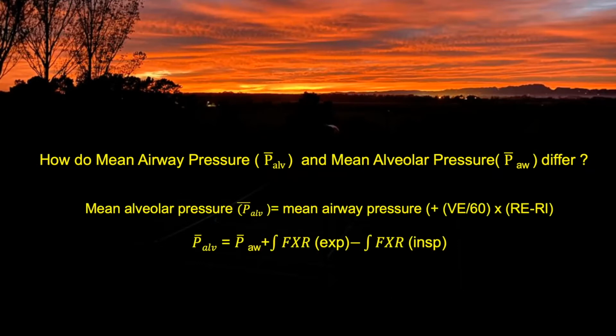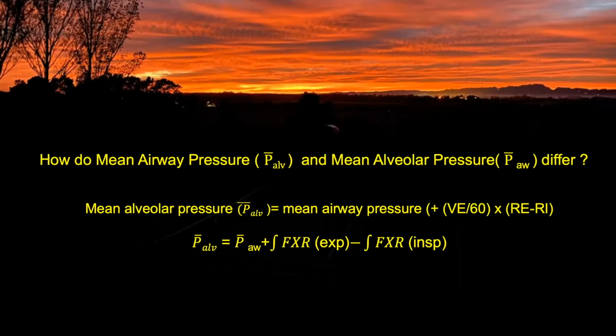And the formula that was given by John Marini's paper suggested that the mean alveolar pressure is equal to the mean airway pressure plus the minute ventilation divided by 60 times the difference between inspiratory and expiratory resistances. I've reworked that because I believe it's important to think about it, that the average pressure in the alveolus is equal to the average airway pressure plus the summation of the flow times resistance during expiration minus the flow times resistance during inspiration, because those resistances and pressures may change significantly over the course of it, and they are significantly different. The inspiratory and expiratory resistances change and are different at different flows.